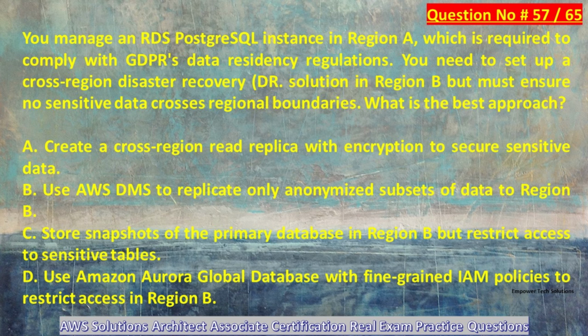A. Create a cross-region read replica with encryption to secure sensitive data. B. Use AWS DMS to replicate only anonymized subsets of data to Region B. C. Store snapshots of the primary database in Region B, but restrict access to sensitive tables. D. Use Amazon Aurora Global Database with fine-grained IAM policies to restrict access in Region B.